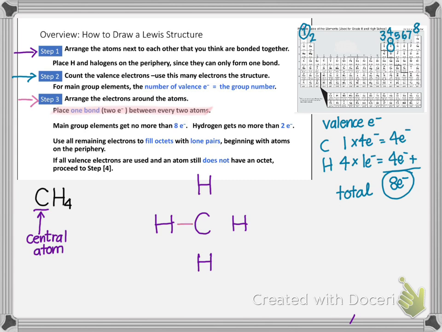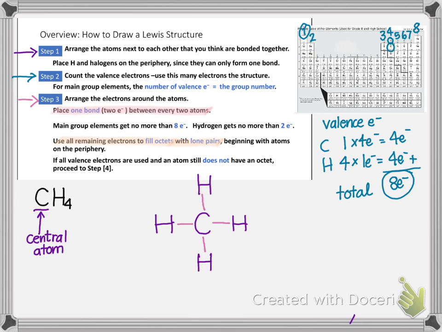So a single bond is just a line, each representing 2 electrons, and I just connect all my periphery atoms to the center with a single bond. So that's always the first step I do. Then the second part of that, it says, and I'm just getting a different color highlighter, it says, use all remaining electrons to fill the octets with lone pairs.